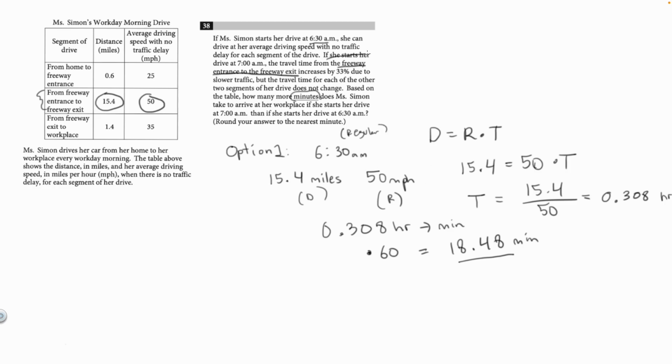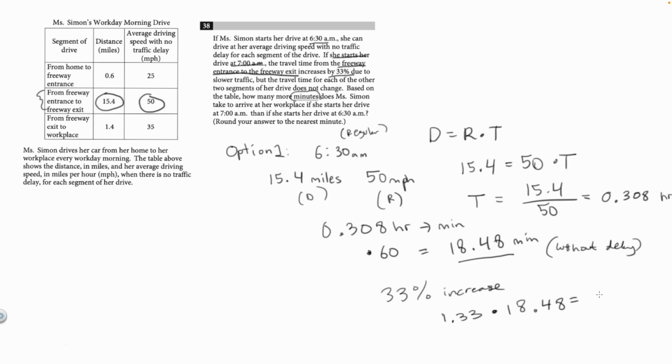And then it says if she starts her drive at 7 a.m., the travel time on the freeway increases by 33%. So this is without delay. If we increase it by 33%, it means we have 100% original, and then we increase it by 33. So we have 1.33 times 18.48, and that's going to give us our new time after the delay, when she began at 7 a.m.